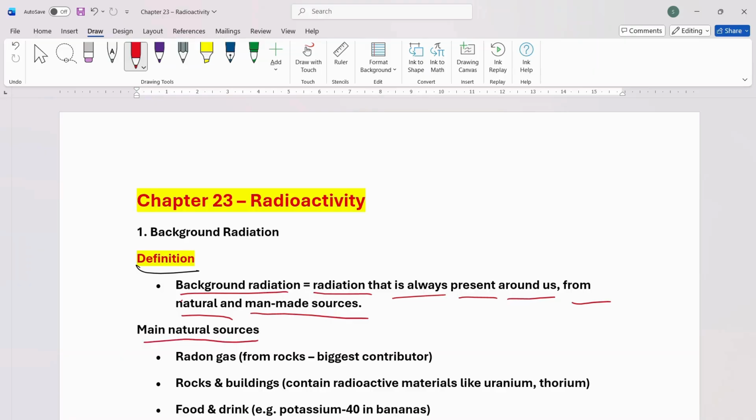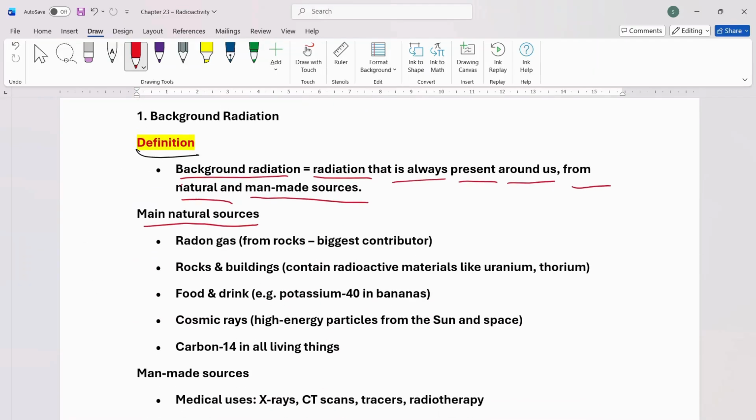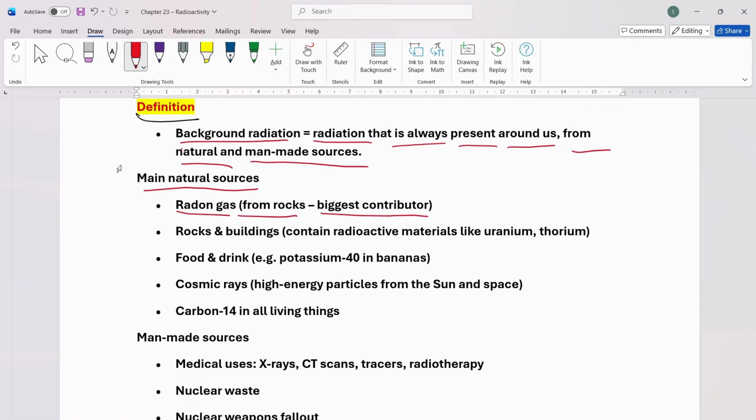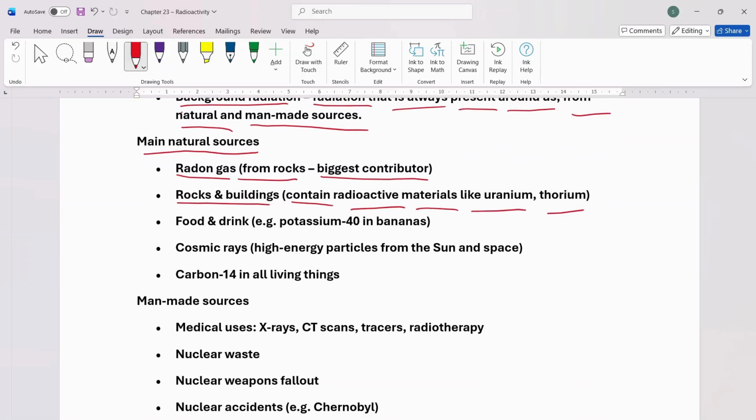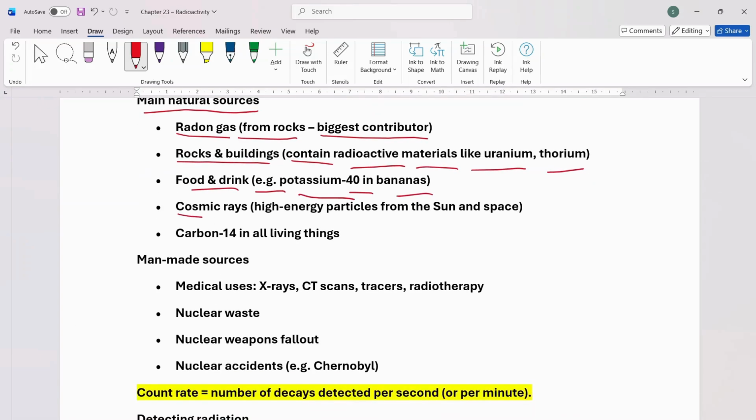What are the main natural sources? Radon gas from rocks, the biggest contributor. Rocks and buildings contain radioactive materials like uranium and thorium. Food and drink, for example potassium-40 in bananas. Cosmic rays, high energy particles from the sun and space. Carbon-14 in all living things.